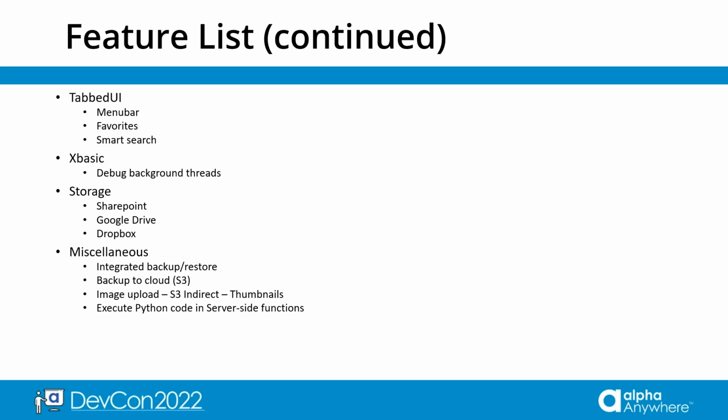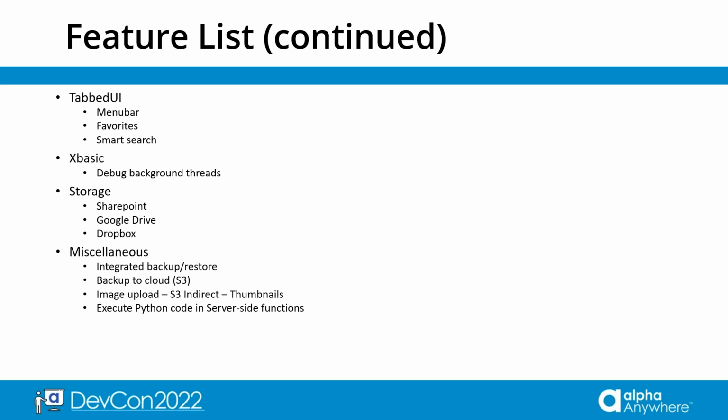And since the security framework does not work in the live preview, but only works when you're running it in a browser, you were unable to debug into on-login events, and now you can with debugging in background threads. So we'll show that. Then for storage, we've added SharePoint, Google Drive, and Dropbox in addition to Amazon S3.